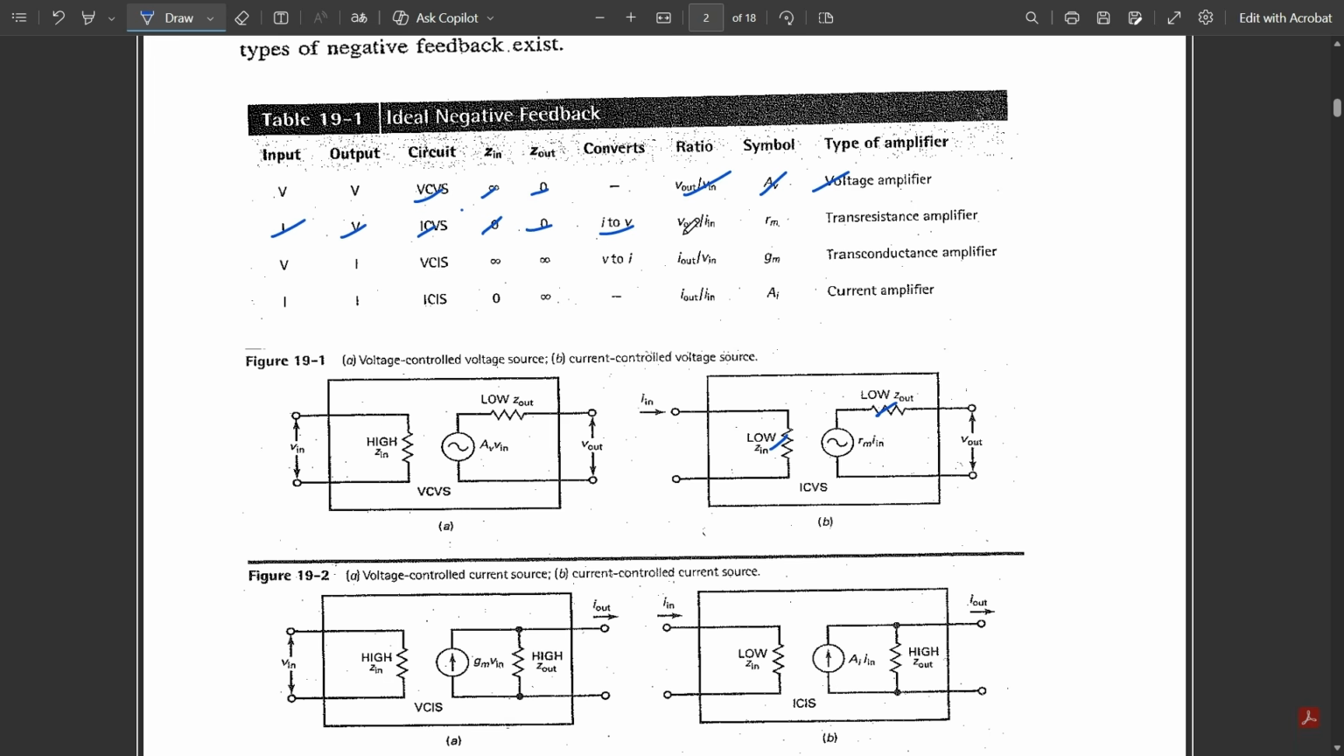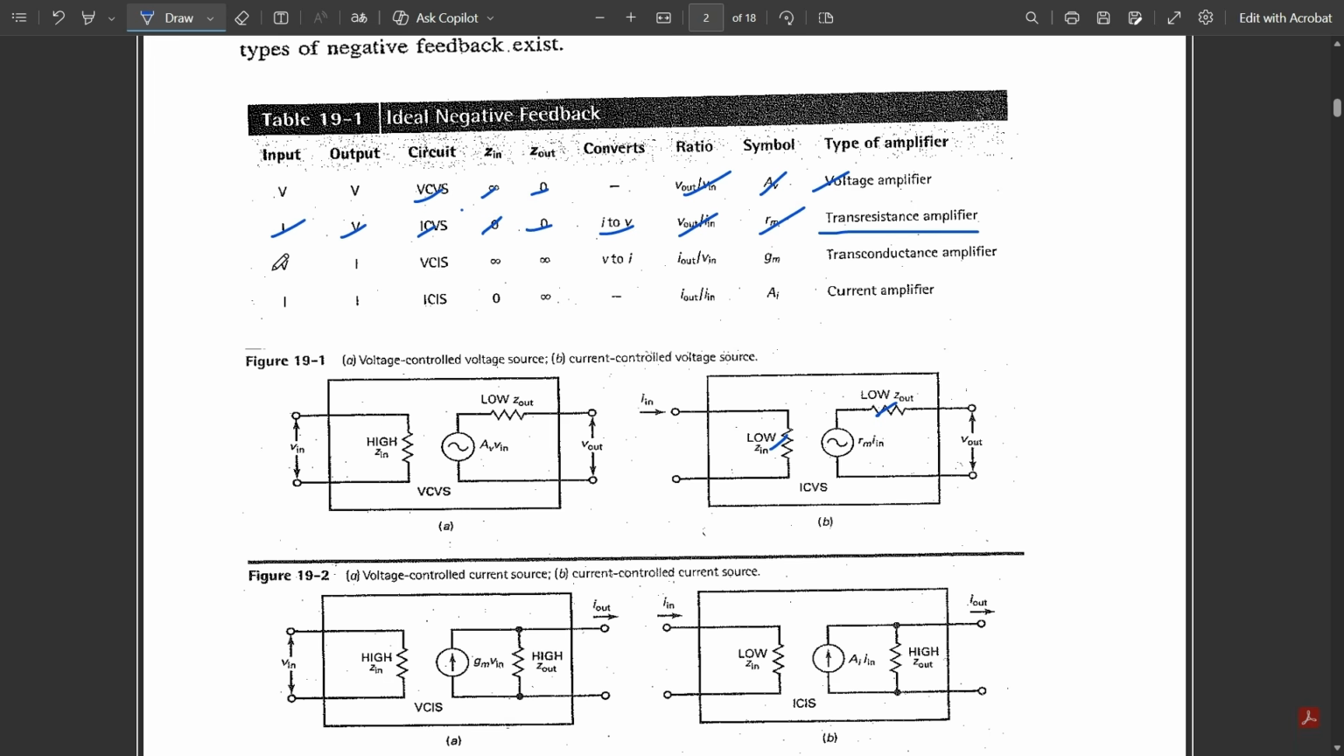Then the ratio is again V out by V in, the same thing, a ratio. Here the symbol is Rm. It is also called a trans resistance amplifier. This is another name for the ICVS amplifier, the trans resistance amplifier, and this is the symbol through which the gain is generated, Rm. So this is all about the second one.